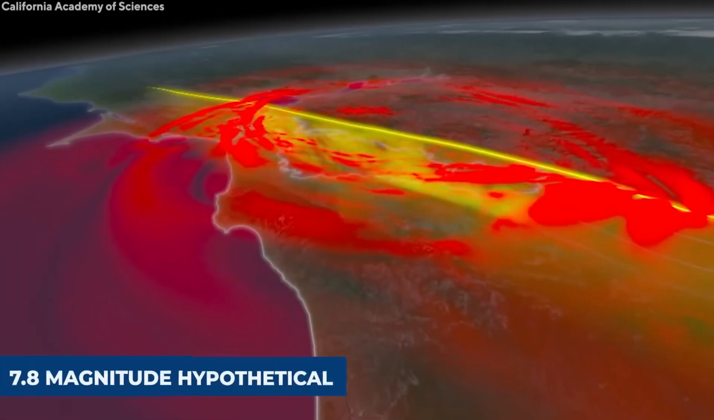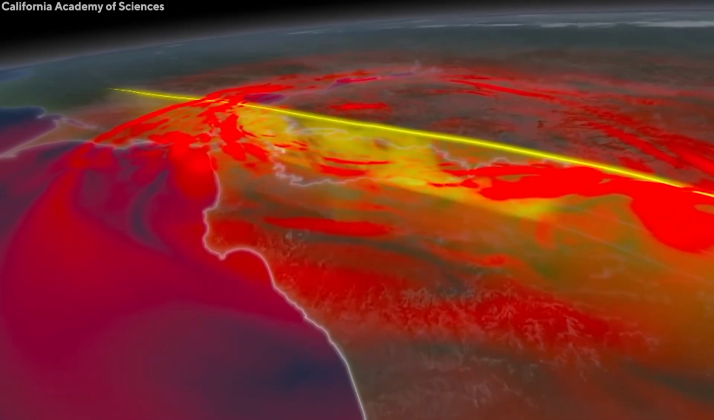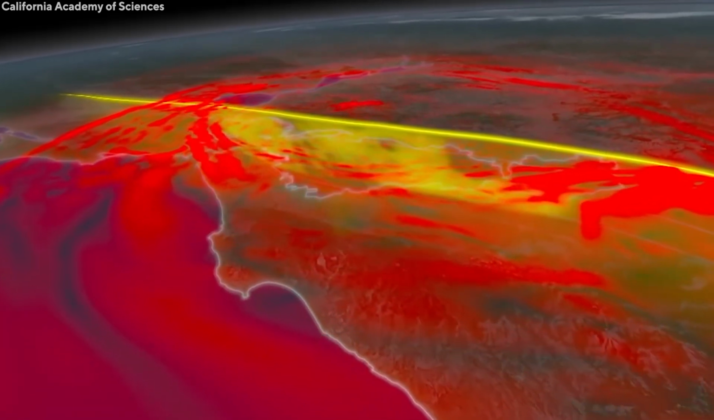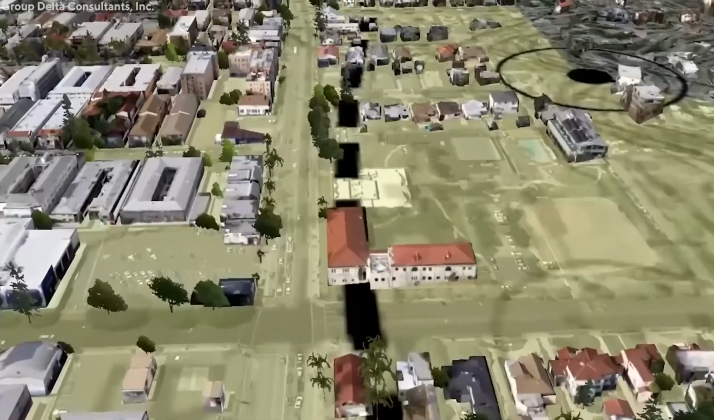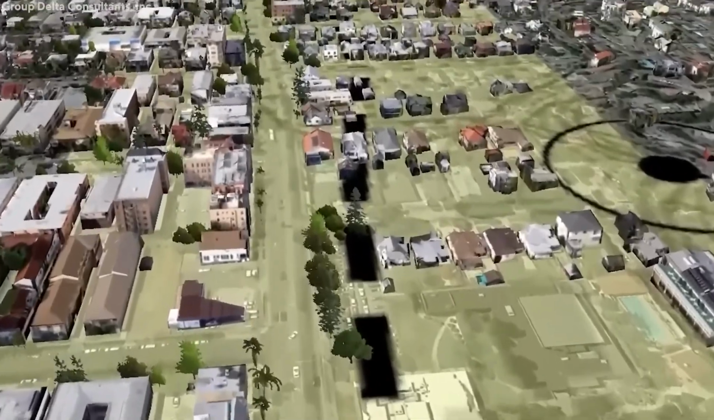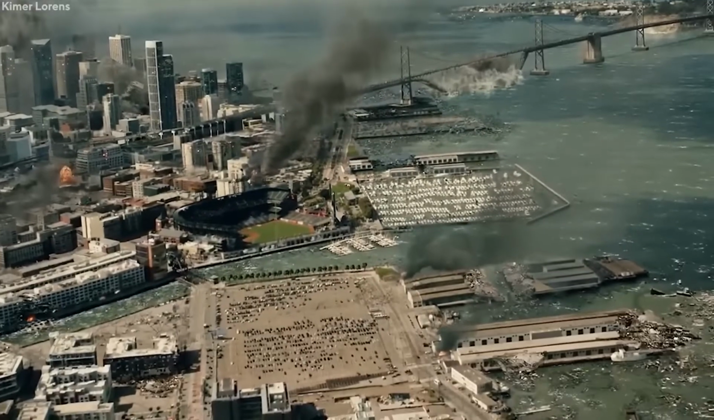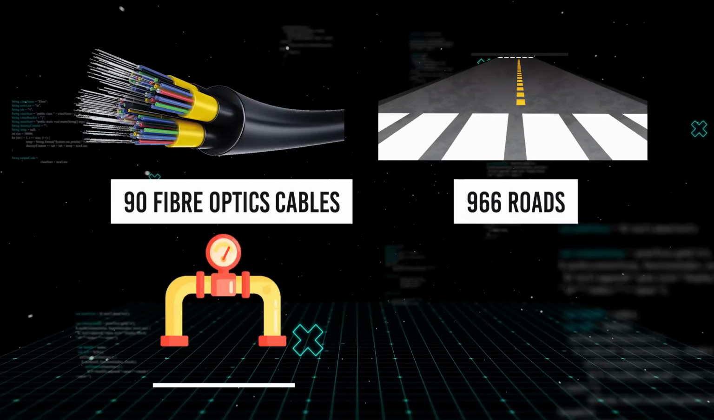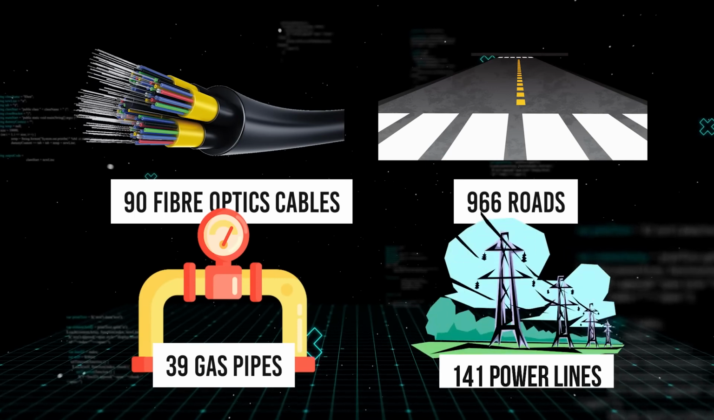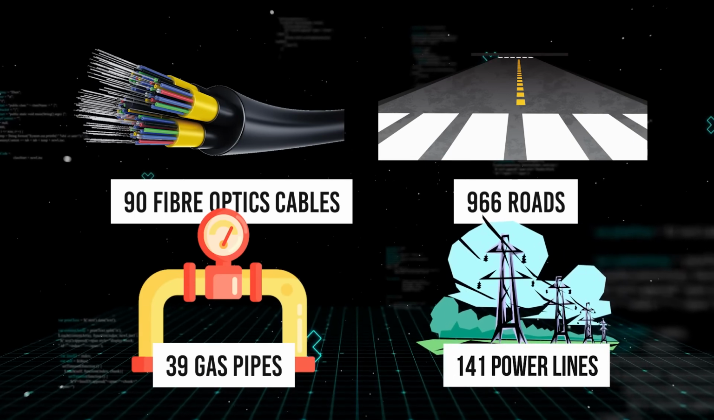According to the 7.8 magnitude hypothetical model, with slippage of 2 to 7 meters, the construction straddling the fault will be most severely affected. However, thanks to the Alquist-Priolo Earthquake Fault Zoning Act, constructions in this zone are few and far apart. But besides the construction, this earthquake will affect around 90 fiber optic cables, 966 roads, 39 gas pipes, and 141 power lines crossing this zone.